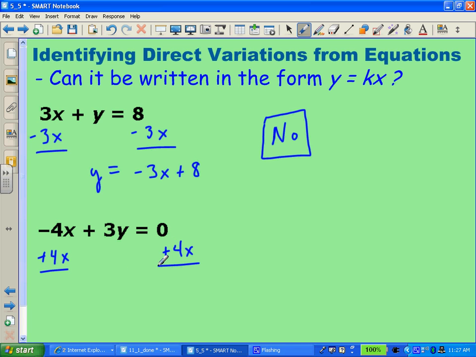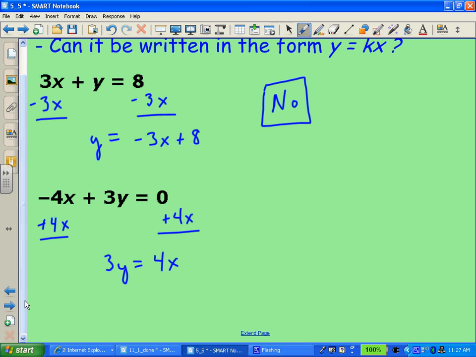So then I get 3y equals 4x. And then I'm going to divide by 3. So y equals 4/3 x. So this is written in the form y equals kx. So it is a direct variation.